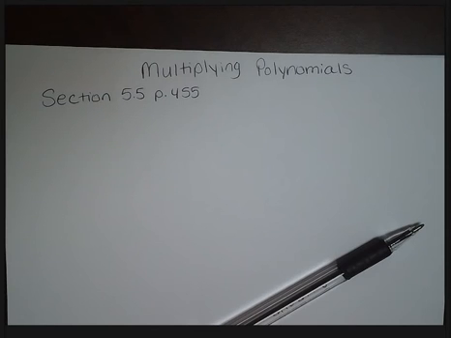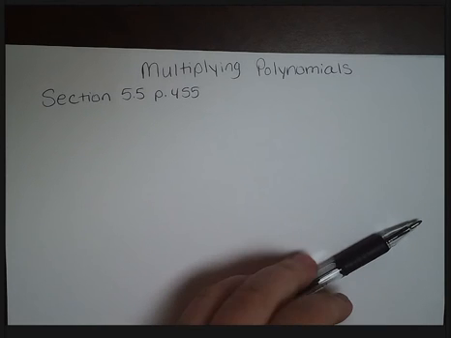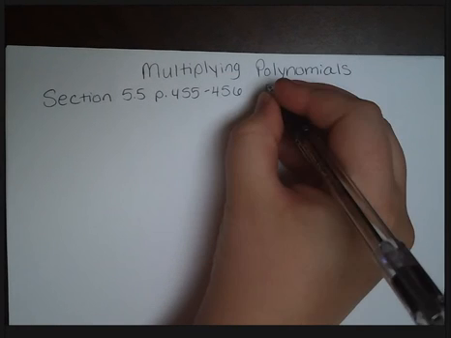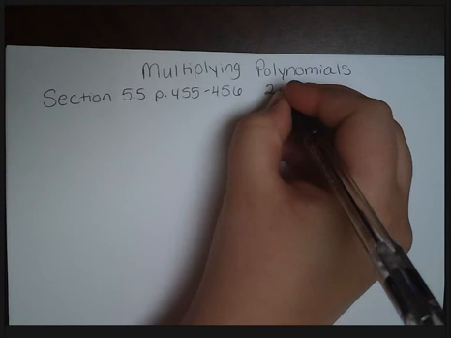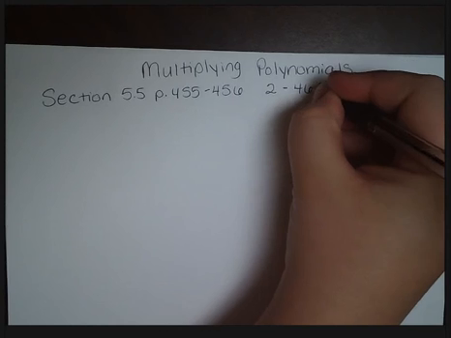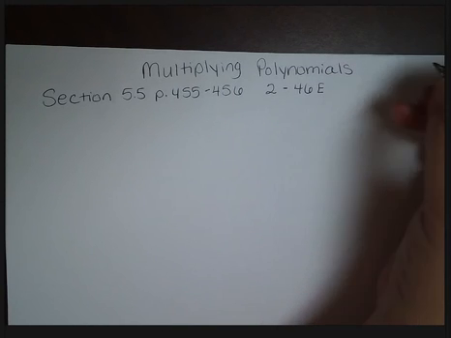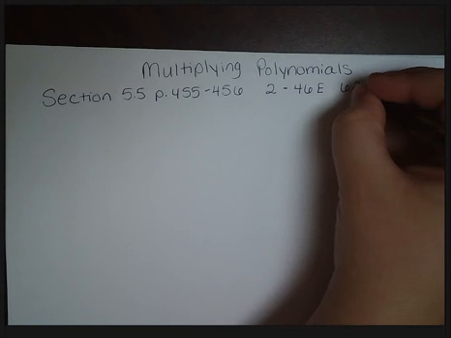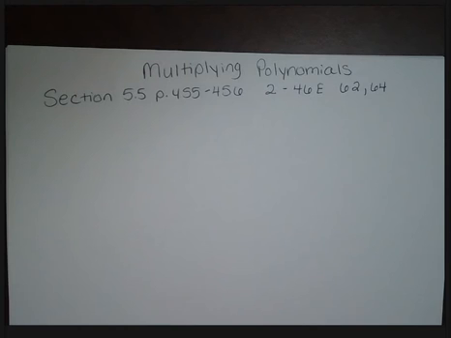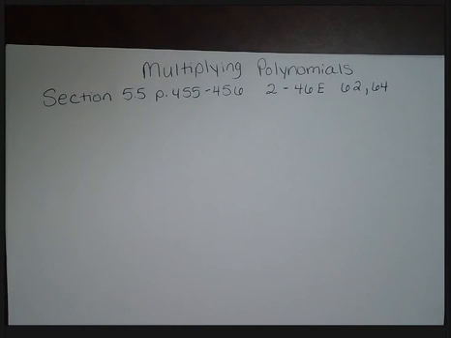In this lesson, we are going to learn how to multiply polynomials. We're going to be working in section 5.5 in your book, and that starts at page 455 and goes through page 456. And we're going to work problem numbers, let's say 2 through 46 even. And then we'll work problem numbers 62 and 64. Okay, so the directions are just simply telling us to multiply.